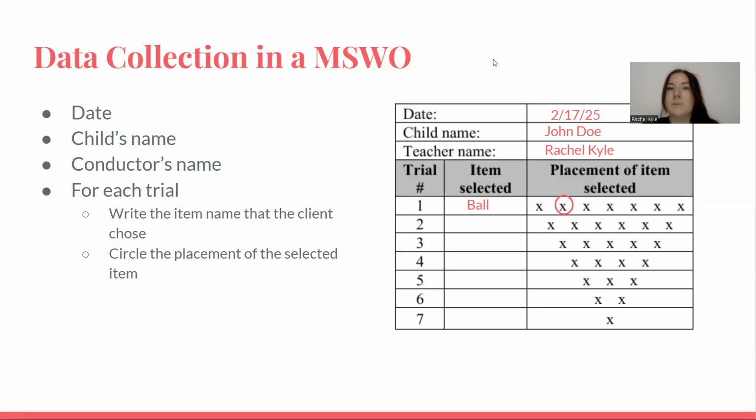Data collection is going to look a little bit like this. You'll always need to include the date, the child's name, and then the teacher's name in this example, but it could also be anyone who's conducting the assessment's name. And then for each child, you need to write down the name of the item that the child chose, and you need to circle the placement of the selected item, where it was in the array in front of the child.